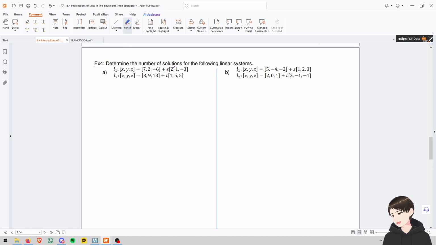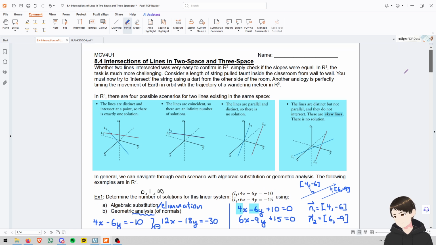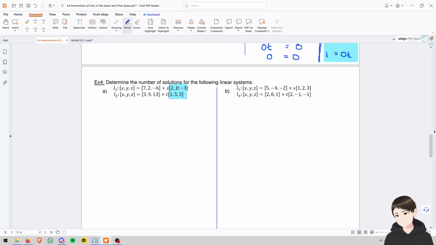Step 1, I'm going to check the direction vectors. It's so nice for me to try to classify the scenarios from our handout right here. Try to figure out which situation I'm at and then dig deeper. So I'm going to look at the direction vectors right off the bat. I don't even have to analyze. I see that m1 is not parallel to m2. So that means line 1 is not parallel to line 2.